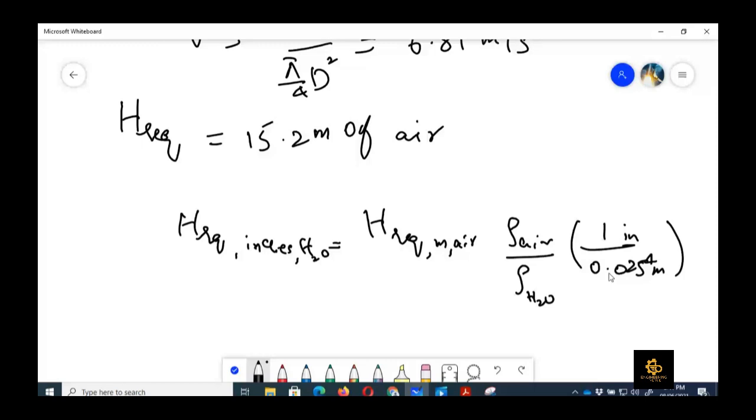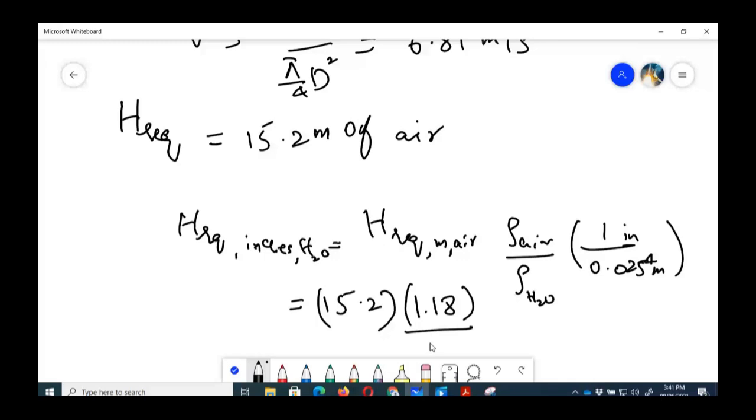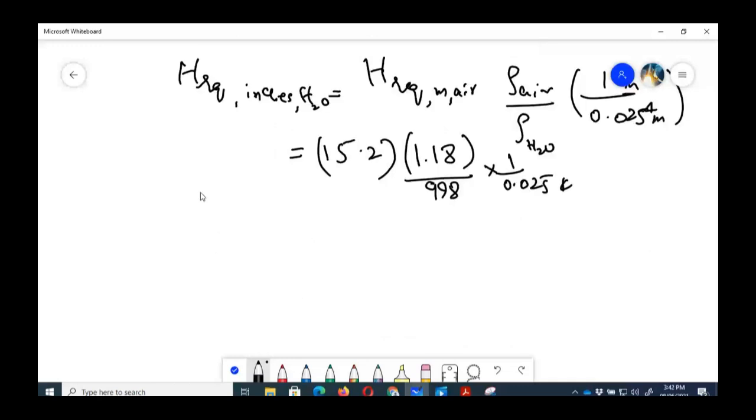So if we put in the value 15.2, rho of air, we usually take 1.18 or maybe 1, we can also take 1, and then rho of H2O is approximately 1000 kg per meter cube, but in the book they have taken it 998, and into 1 upon 0.0254. So if we do that, H required is equal to 0.709 in case of water.